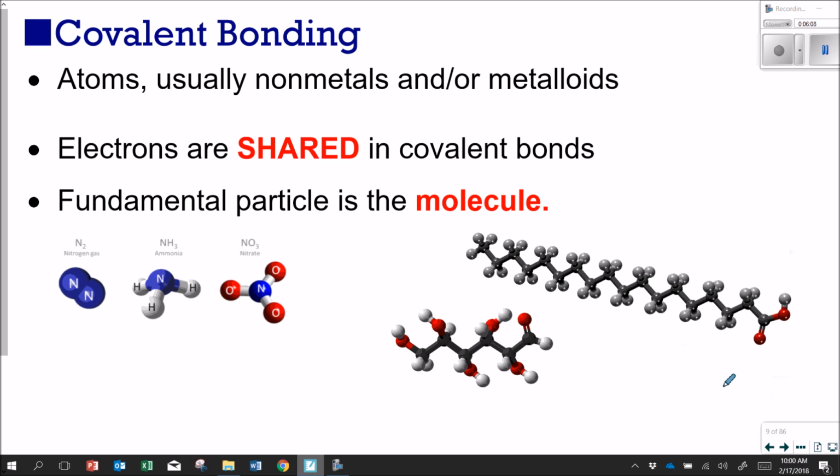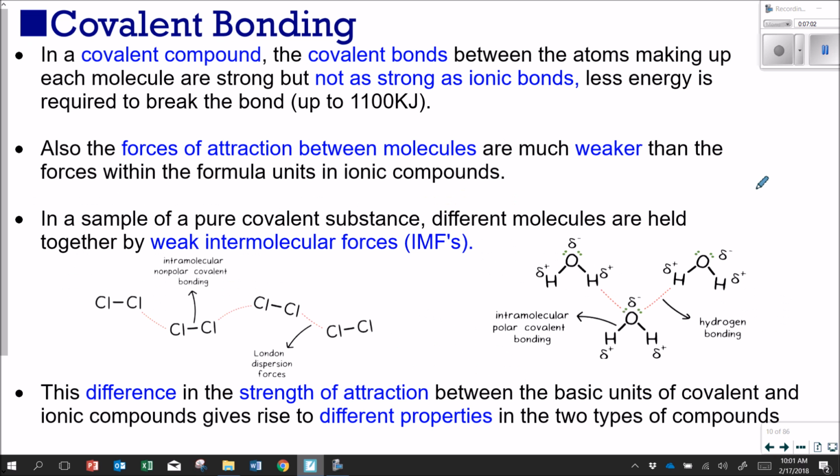Now let's look at covalent bonding. The atoms involved are usually nonmetals and metalloids. Electrons are shared in covalent bonds, and the fundamental particle is the molecule. In a covalent compound, the bonds between the atoms are strong, but not as strong as for ionic bonds, and up to about 1100 kilojoules of energy could be required to break a covalent bond.